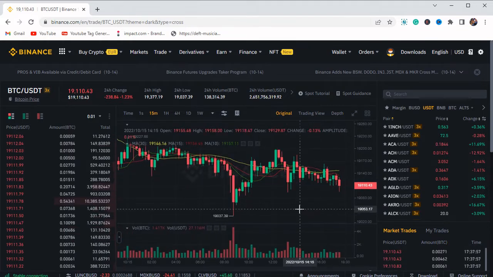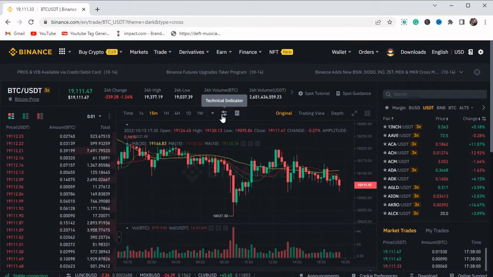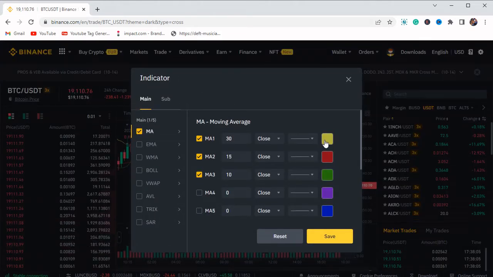Okay, so what you need to do next is we are going to enter the strategy. We are going to use moving averages to predict the movement. For the moving averages, the first one is moving average 7. The second one is 25. Then the last one is 99. Then you click on save.